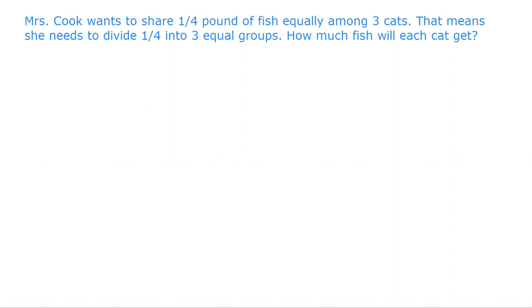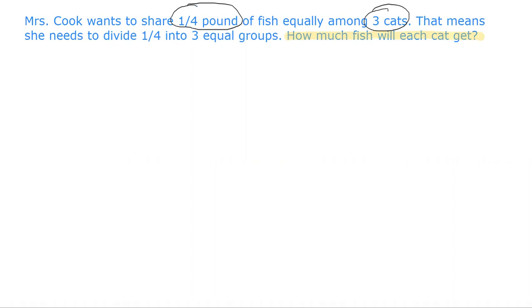So now I'm going to go back to this problem and highlight my question. What am I solving for? I have to figure out how much fish will each cat get. Now I'm going to have to go back and underline or circle the important information. I know Mrs. Cook has 1/4 pound of fish, so I need to circle that. And I also know that it's going to be shared with 3 cats. So these are the numbers I'm working with.